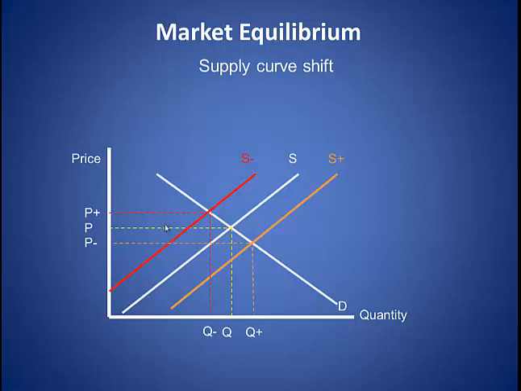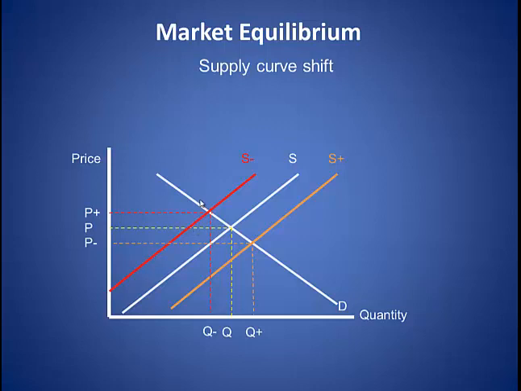When my supply curve shifts to the left, I'm again going to draw a new equilibrium point crossing the demand curve. When I draw that, I can see that to achieve that equilibrium, my price is going to have to increase over the original price, and my quantity is going to have to decrease over the original quantity supplied.